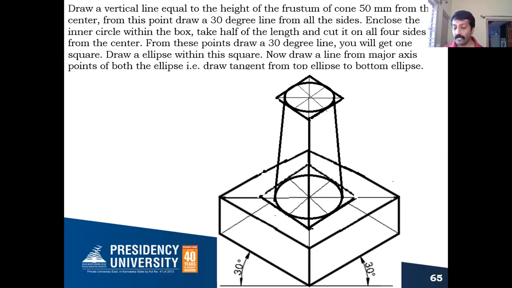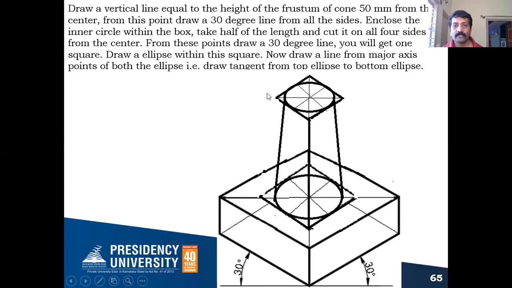So you take isometric 12.5 from this center, you cut on all 30-degree lines. That's all. After cutting this 12.5 isometric length on all the 30-degree lines like this, then afterwards, what you have to do is, from this point you draw a 30-degree line or parallel to this.